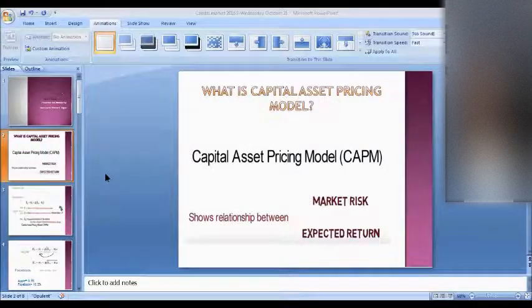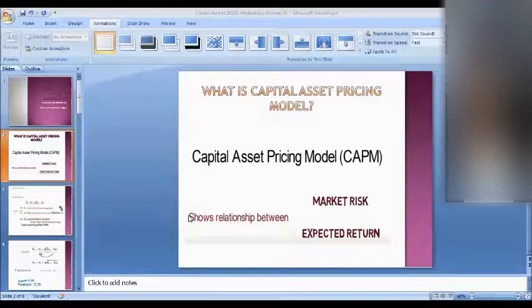So first, we have to define what the capital asset pricing model, or the so-called CAPM, is. Am I loud and clear, class? Yes, ma'am. Okay, sige.